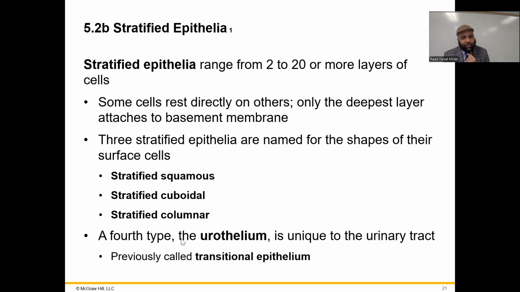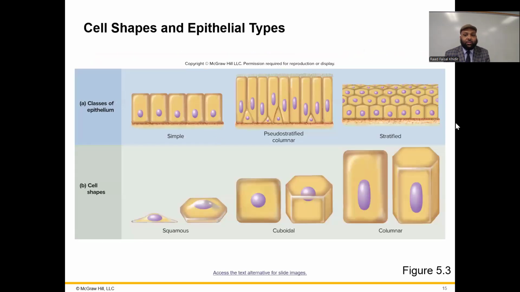So stratified epithelia range from 2 to 20 or more layers of cells. Some cells rest directly on others, and only the deepest layer attaches to the basement membrane. There are 3 stratified epithelia, and they are named for the shapes of their cells. So now we're here: stratified squamous, stratified cuboidal, stratified columnar.